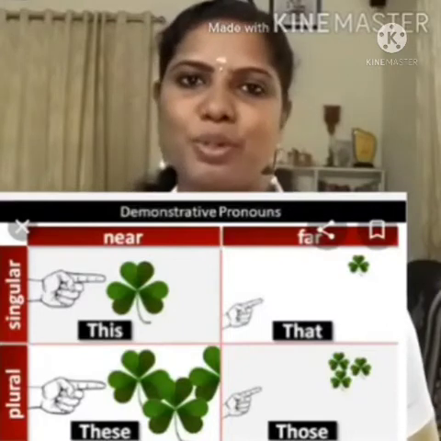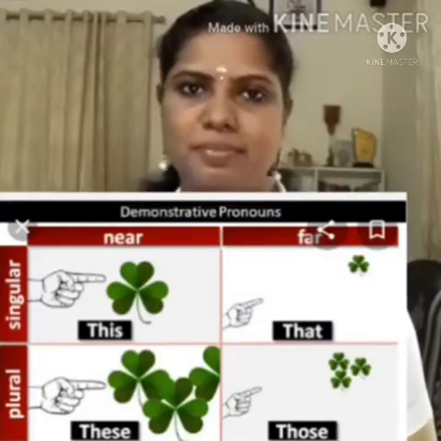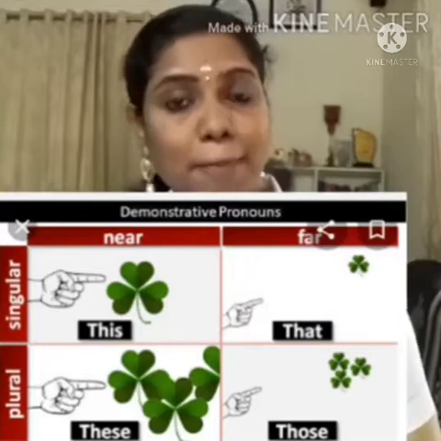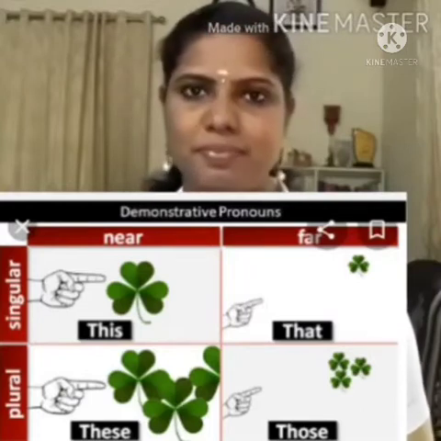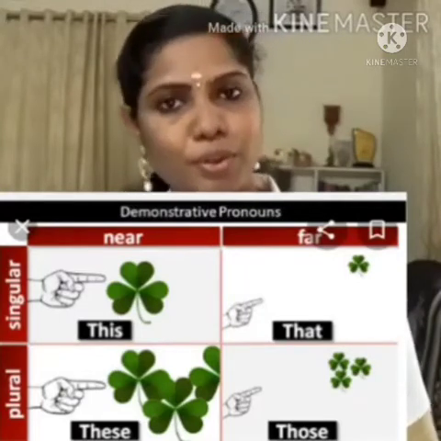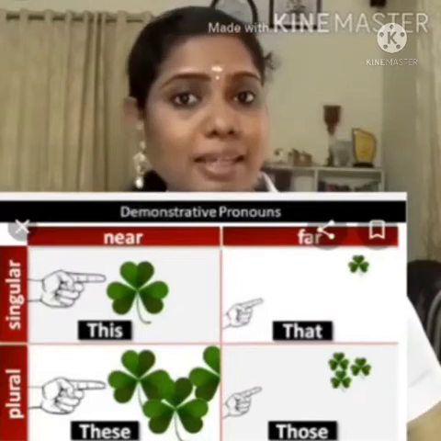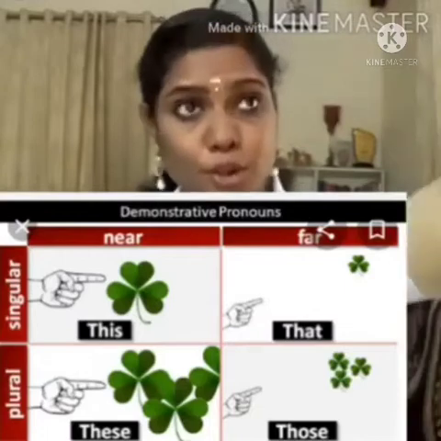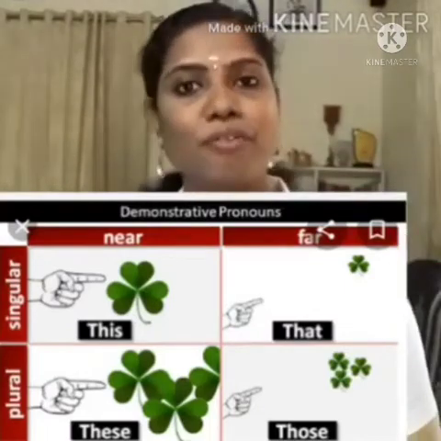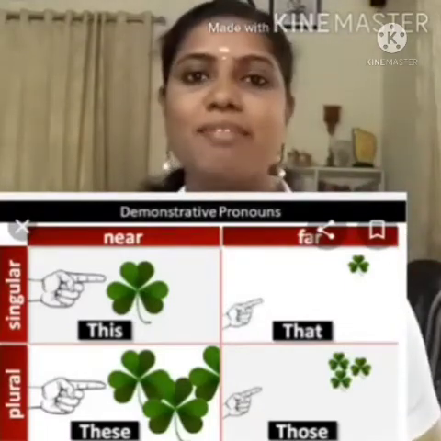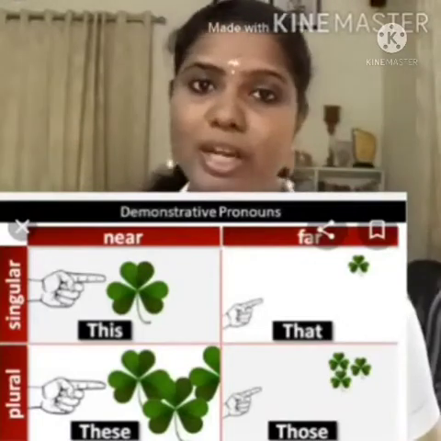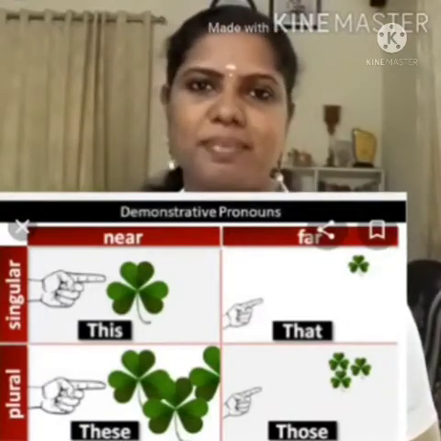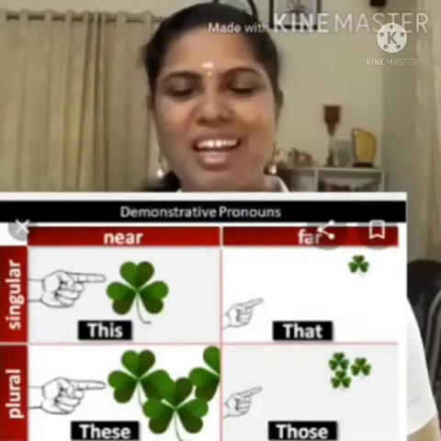These is used to indicate plural forms. So these is used to refer to multiple objects that are nearby, whereas those is used to refer to multiple objects which are far away or further away from the speaker. So I hope you understood the differences between these four demonstrative pronouns. Let me give you some examples.